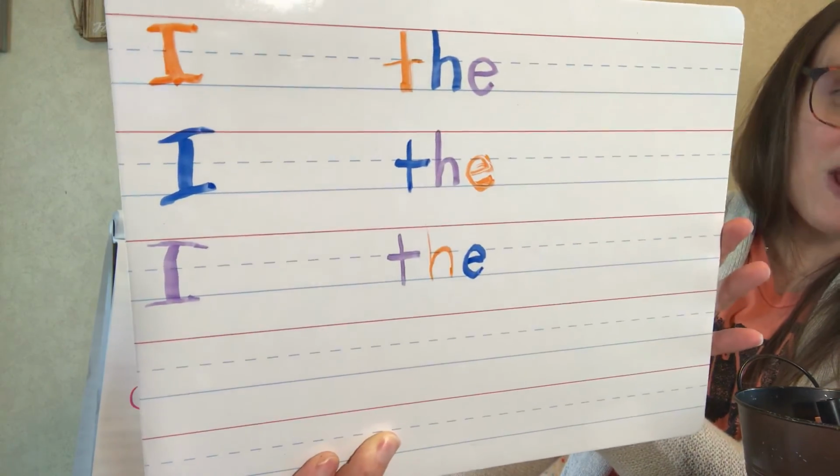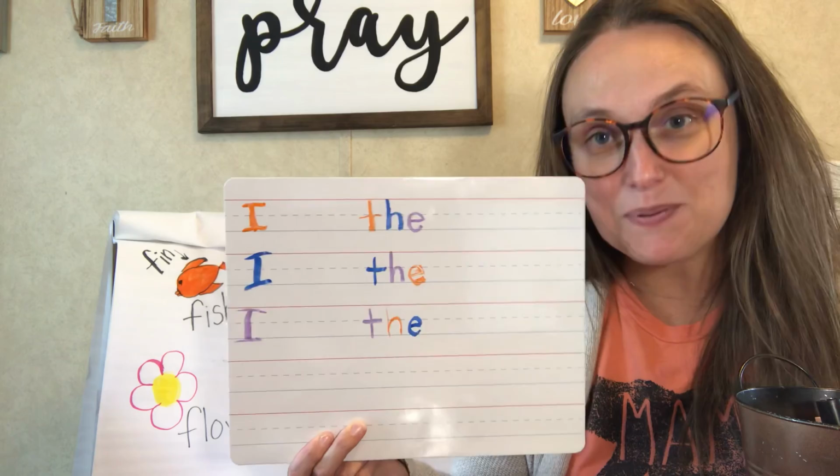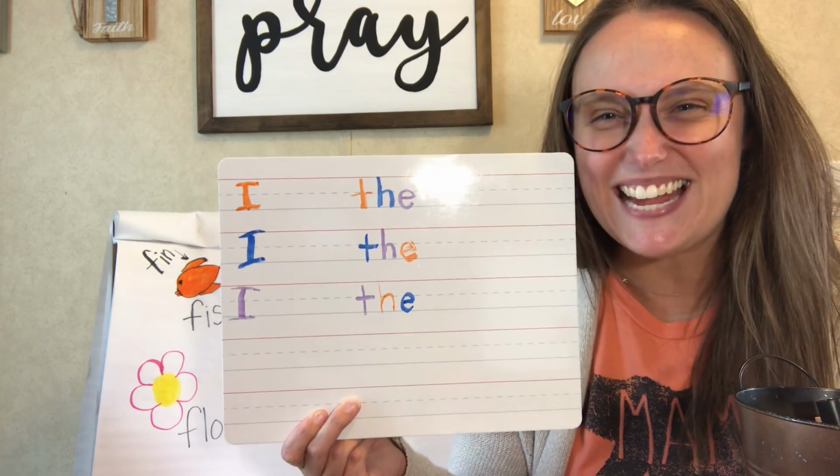So there's our colorful sight words or spelling words. Capital I spells I. T-H-E spells the.